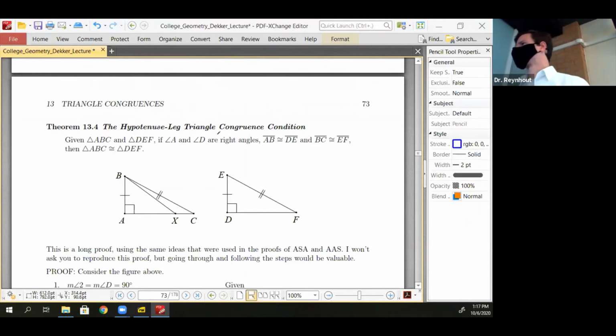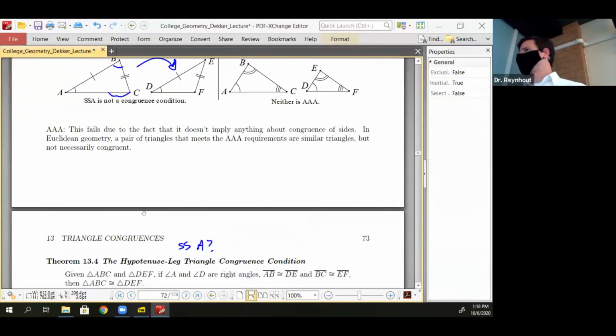So the hypotenuse leg triangle congruence theorem. Here, what we want to do is, if we take two triangles, A, B, C, and D, E, F, if we assume that these two angles are right angles, and we have that AB is congruent to DE, and BC is congruent to EF, then these two triangles are in fact congruent to one another. But hey, question, isn't this just side angle, side angle? And didn't we just say that that's not true? Well, in this case, it is.